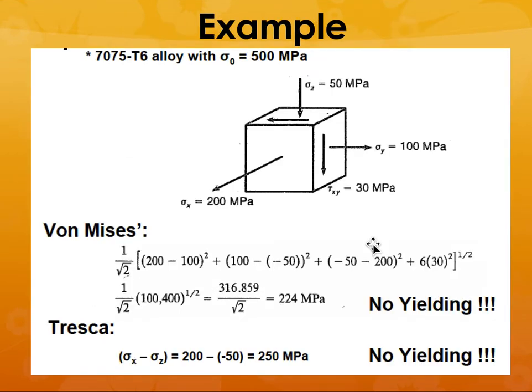So these are two examples. So if you are given these values, sigma x, sigma y, and sigma c, and you have tau xy, so you are given these values. So according to the von Mises criteria, sigma 0 equal to 500 megapascals. So both the von Mises criteria and the Tresca criteria predict that there is no yielding. So the von Mises criteria is a little bit more accurate than the Tresca criteria.